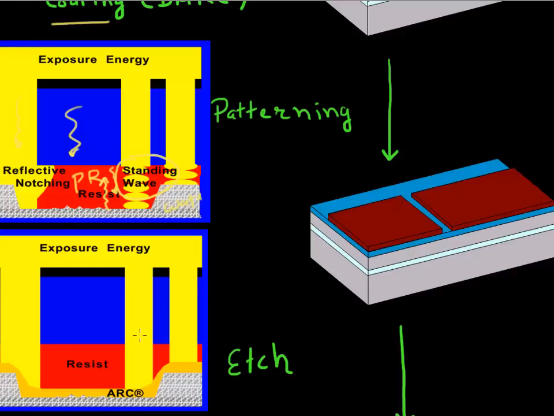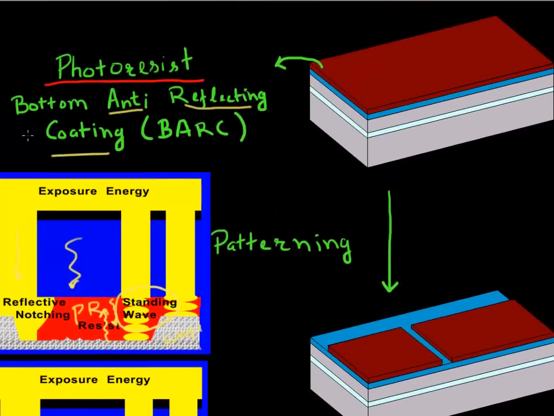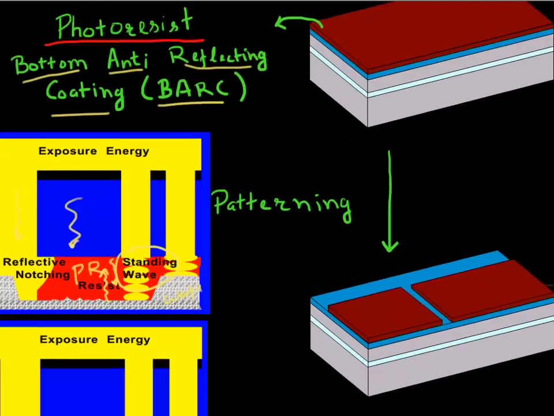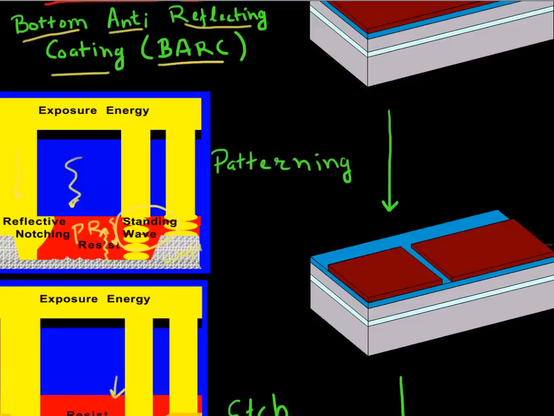So you could place this anti-reflective coating either below your resist or on top of the resist. When it's placed below the resist, it's called bottom anti-reflective coating, or BARC. And then you coat it with the photoresist. So this is essentially consisting of two materials: one is the anti-reflective coating, and then the actual photoresist. And this is common for all processes. For all processes where you do patterning using a resist, you always use an anti-reflective coating.